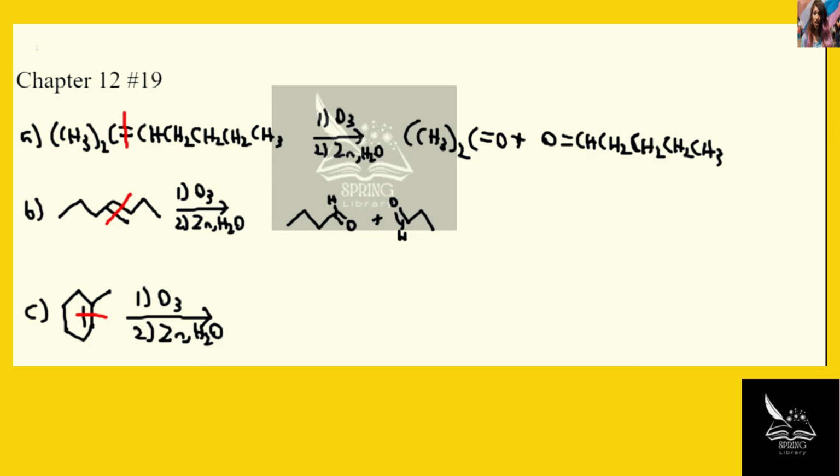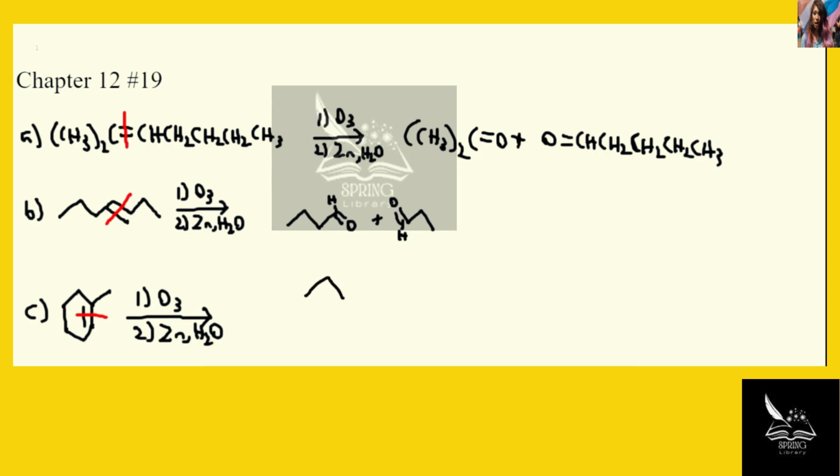C is a little bit different because it's a ring. It's a double bond in a ring. Even though we are ozonolyzing that double bond, this molecule is still going to be held together by the connections on the other side of the ring. And so that's fine. We just need to, and you know what? I'm actually going to draw this a little larger because that'll be easier.